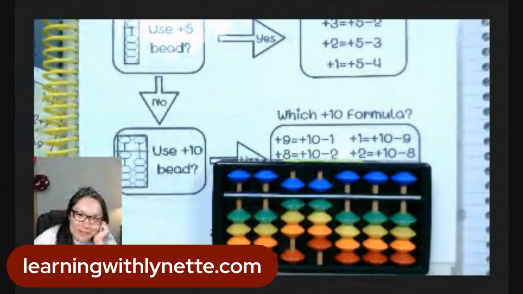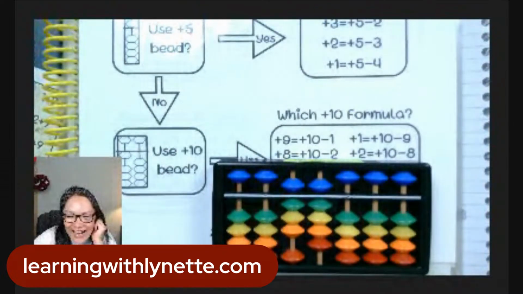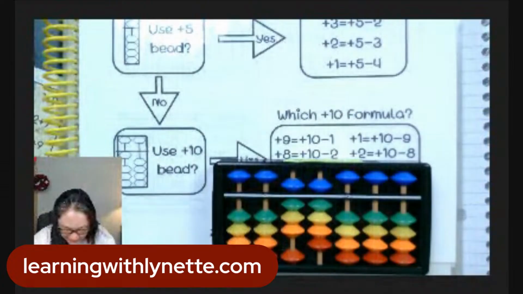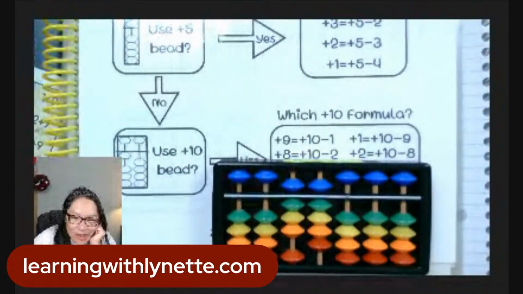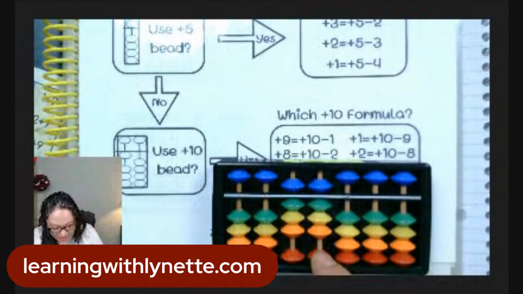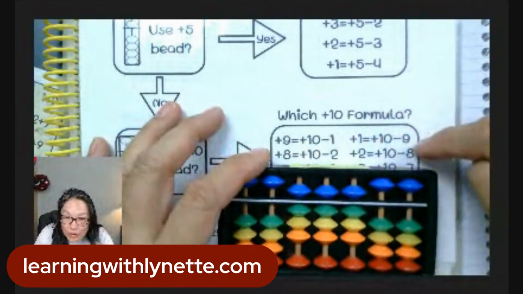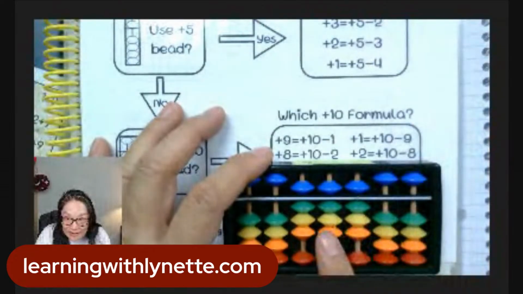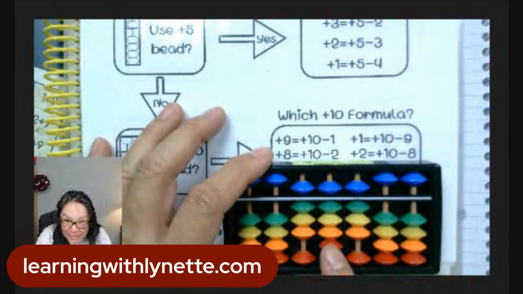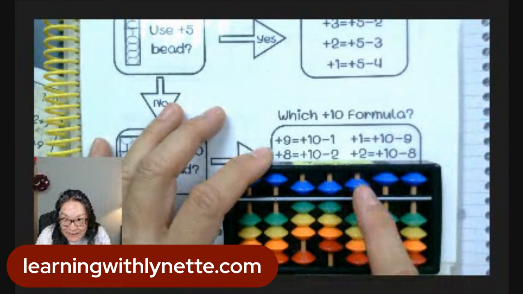All right, I was wrong. 890. Yes, it is 890. You're absolutely right, Copper. But see, it was kind of cool, right? Because we have the 8, and then we know to add the 2, it's plus the 10 minus the 8.